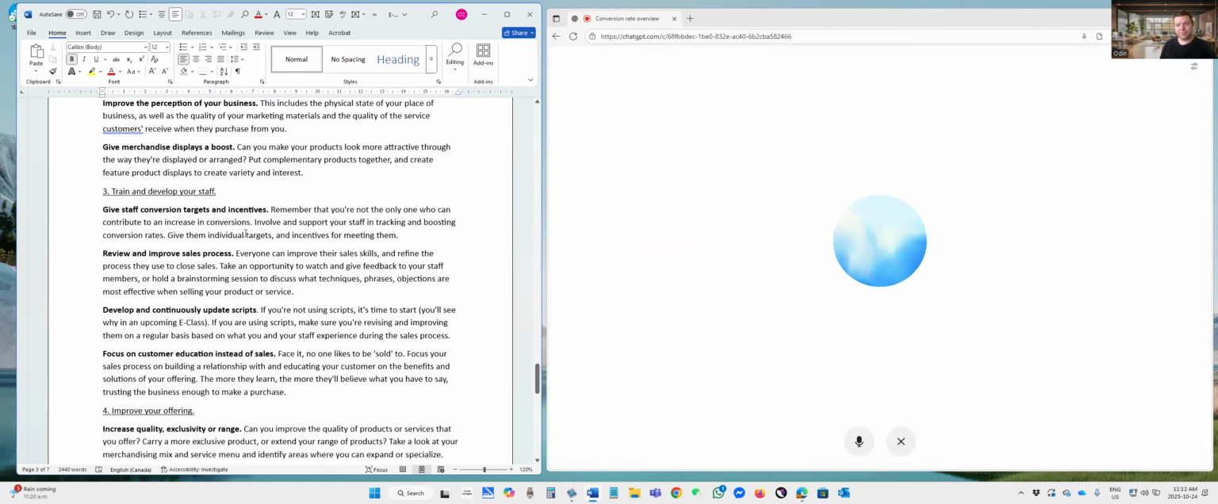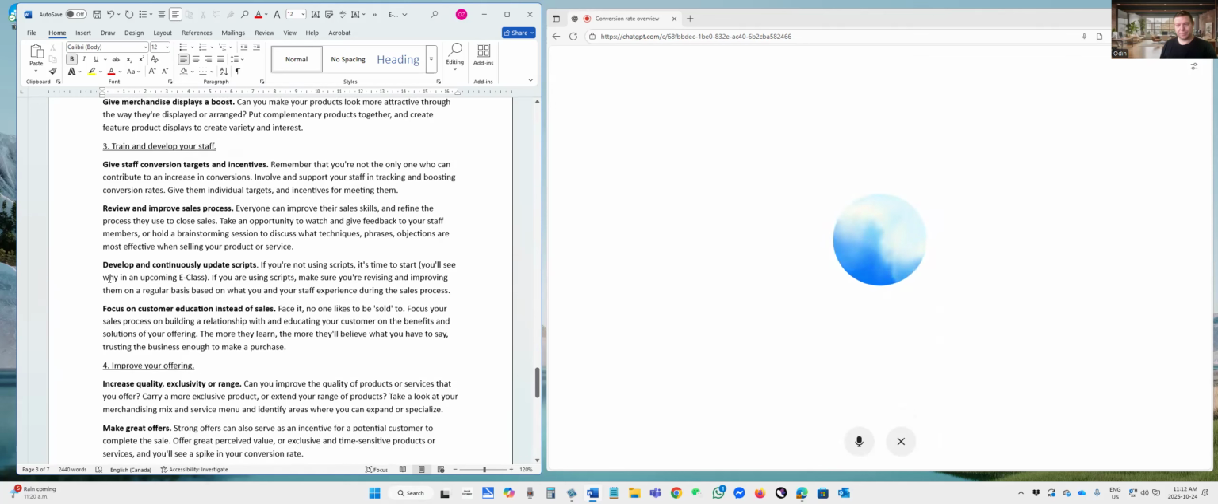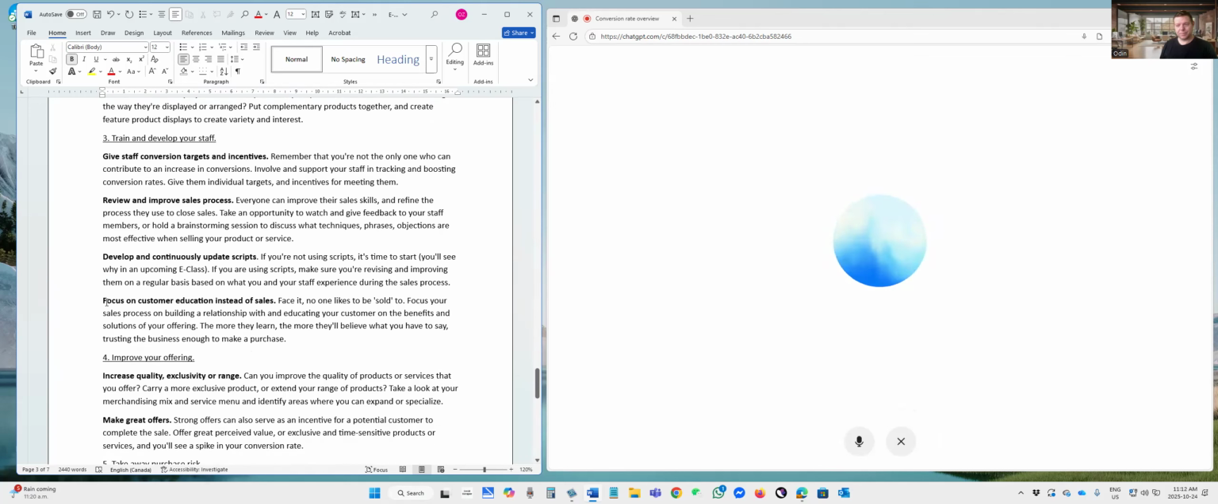Third, train and develop your staff. Give them conversion targets and incentives. Review and improve sales processes and continuously update sales scripts. Focus on customer education rather than just selling.